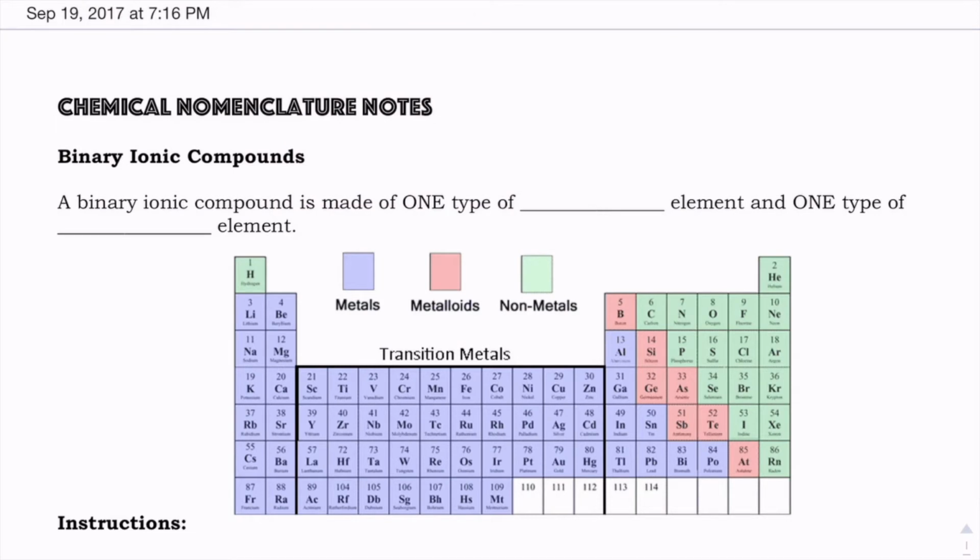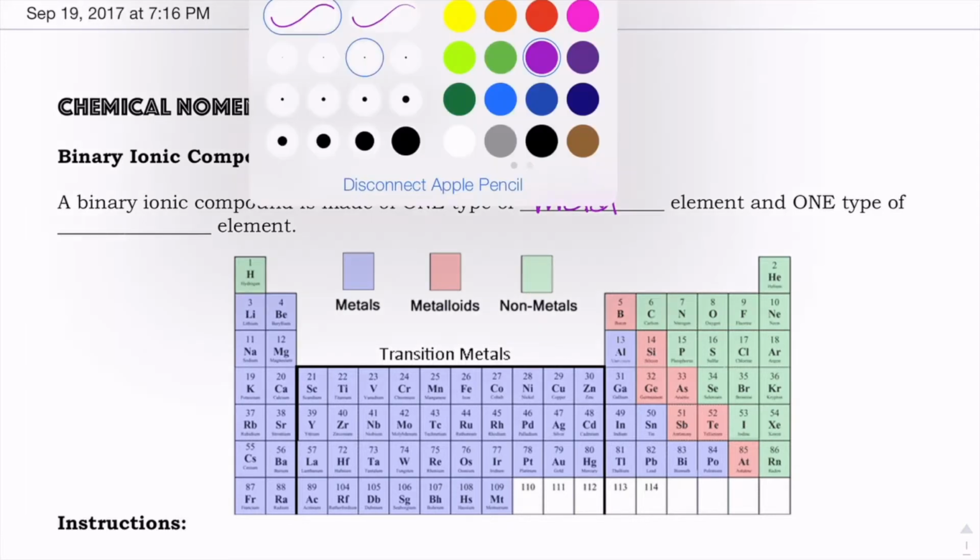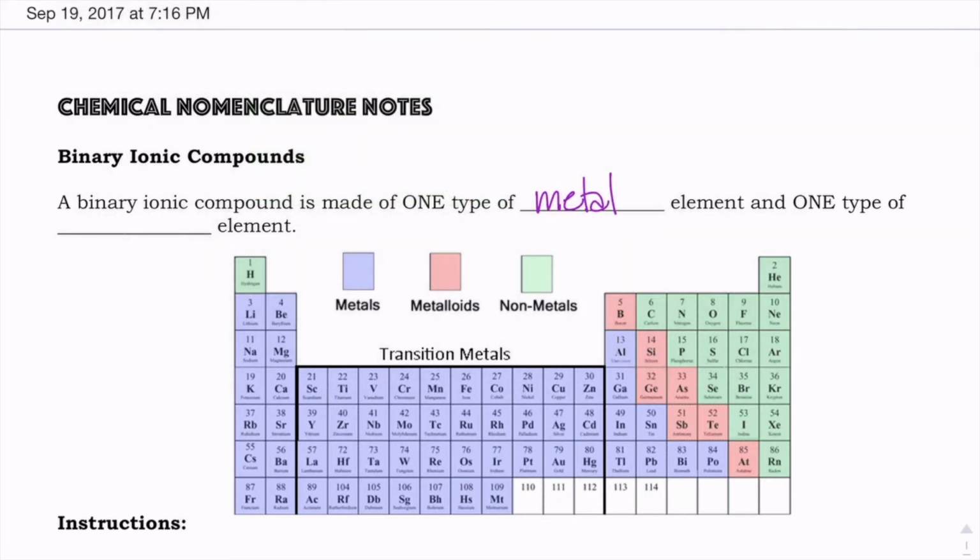A binary ionic compound is made up of one type of metal element, so everything on the left side of the periodic table, and one type of nonmetal element. And the metalloids can react as well, and it kind of just depends on the compound how you're going to name those.